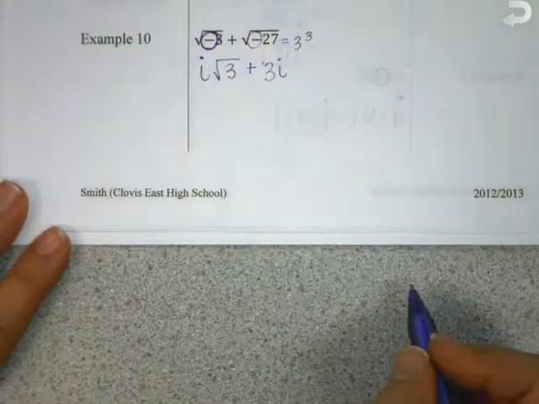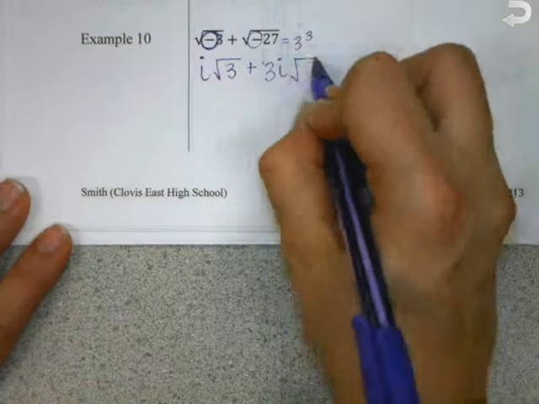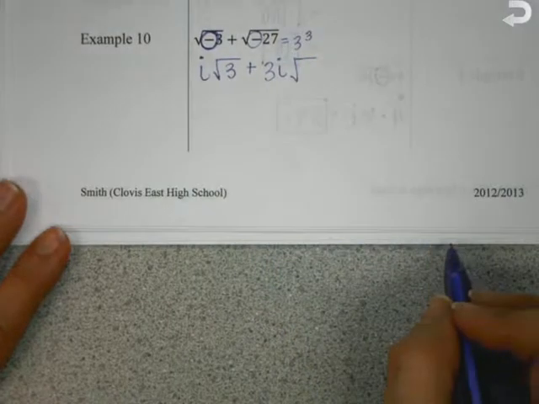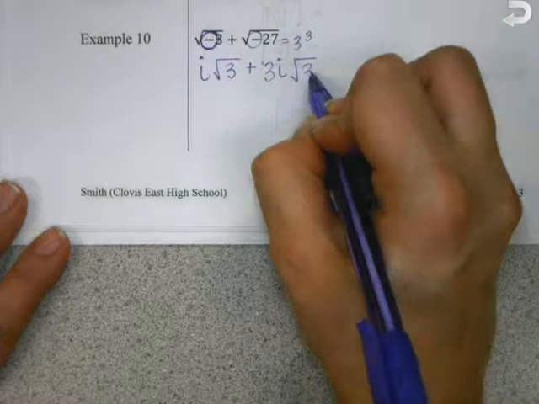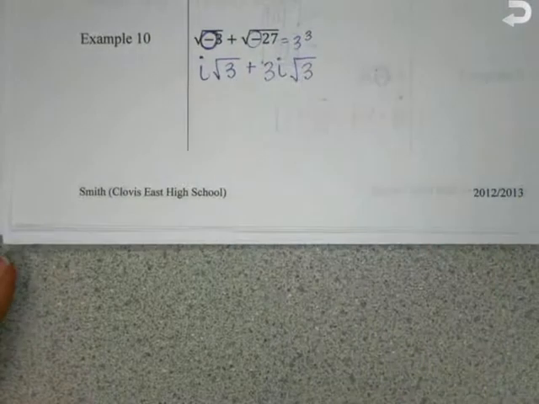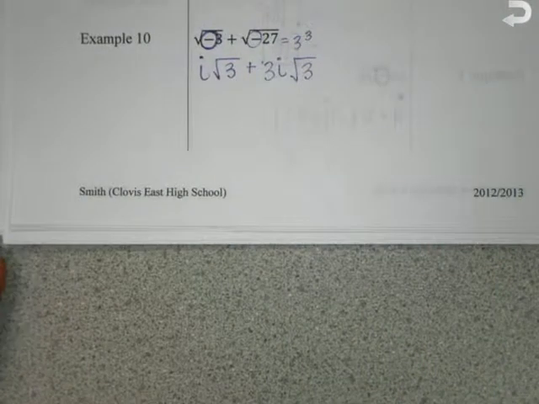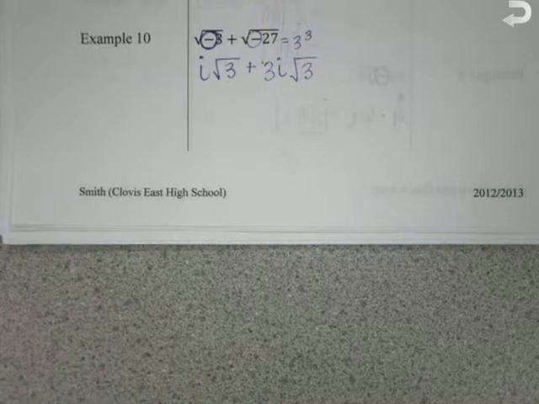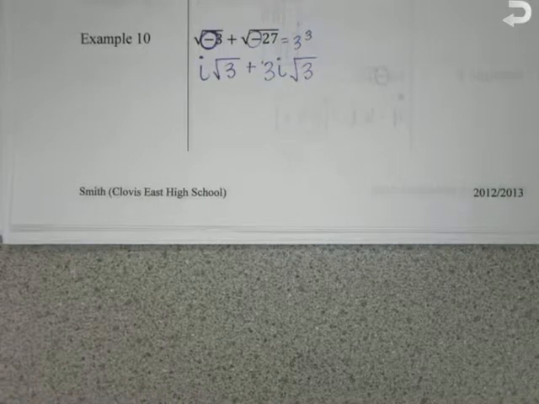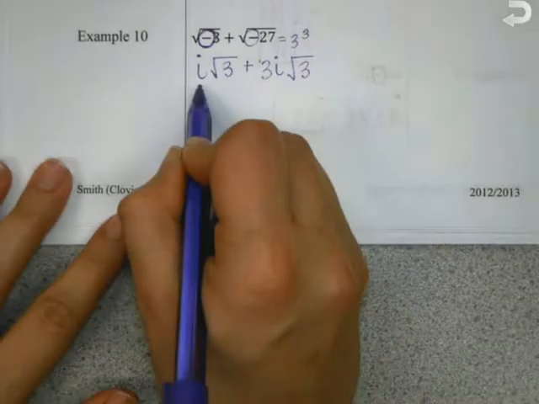So this is what I mean by square roots kind of behave as like terms. I have one I root 3 and 3 I root 3s. So how many I root 3s do I have? 4. So we can just add them like they are like terms, and we get 4I root 3.